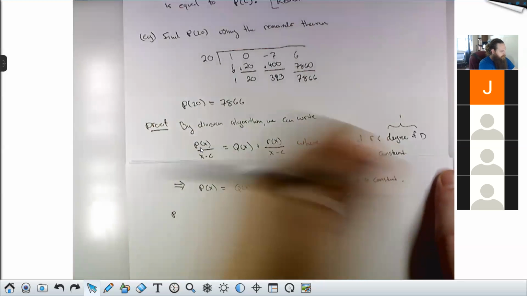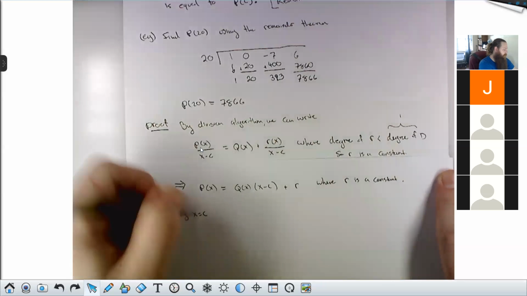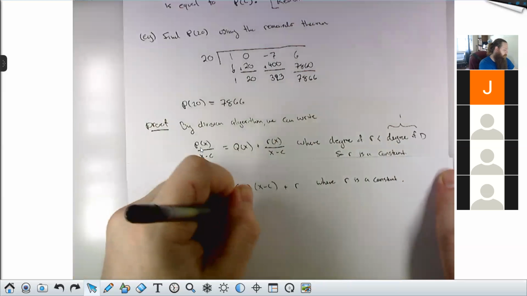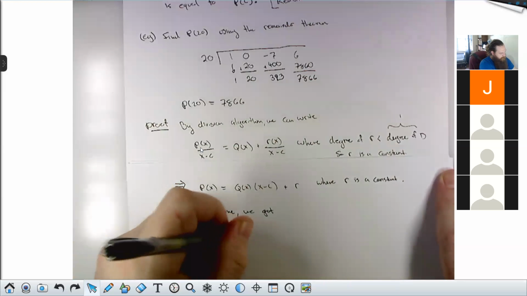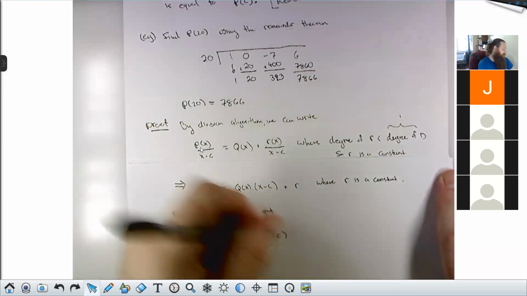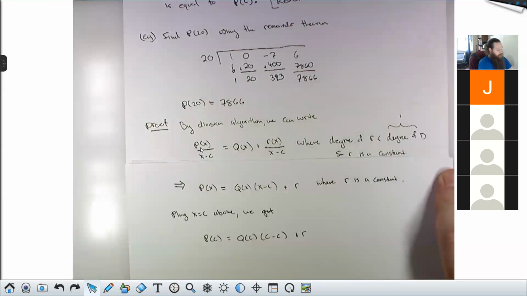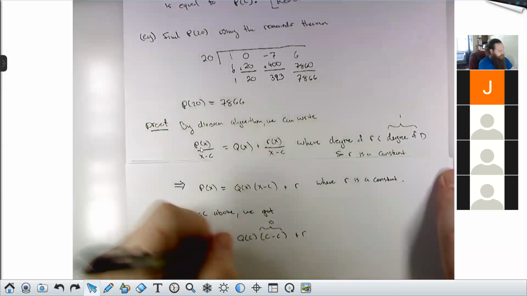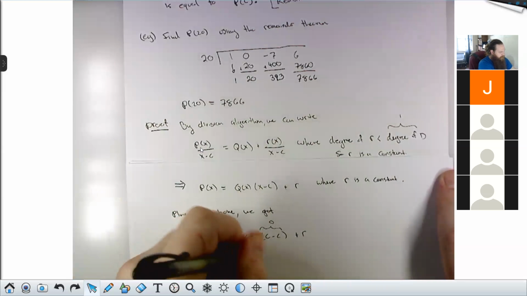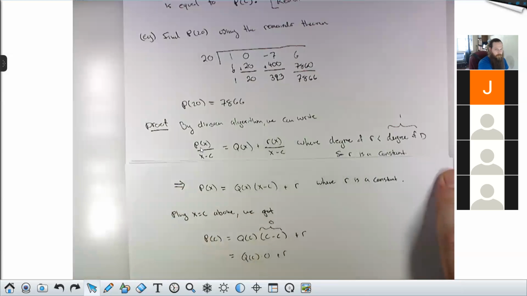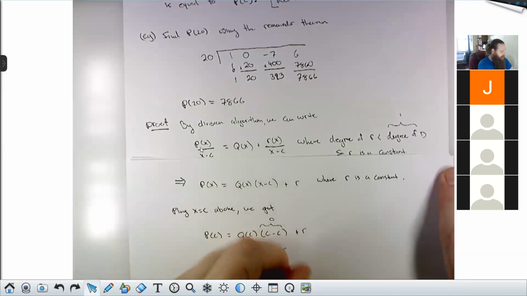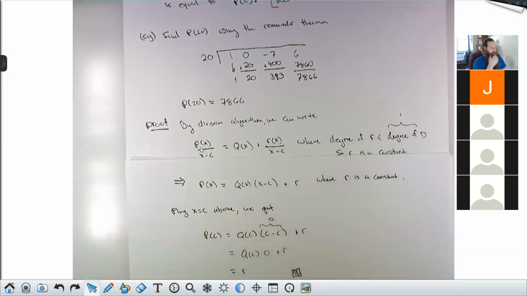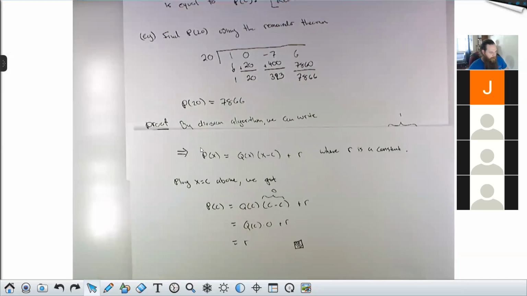If you take this and you plug in x equals c, we get P of c is equal to Q of c times (c minus c) plus R, but c minus c is 0. So P of c is equal to Q of c times 0 plus R. Well, Q of c, whatever Q of c is, I don't care. I'm multiplying it by 0. So this is just R. And that's it. That's the proof. P of c is equal to R. Again, a surprisingly useful theorem.